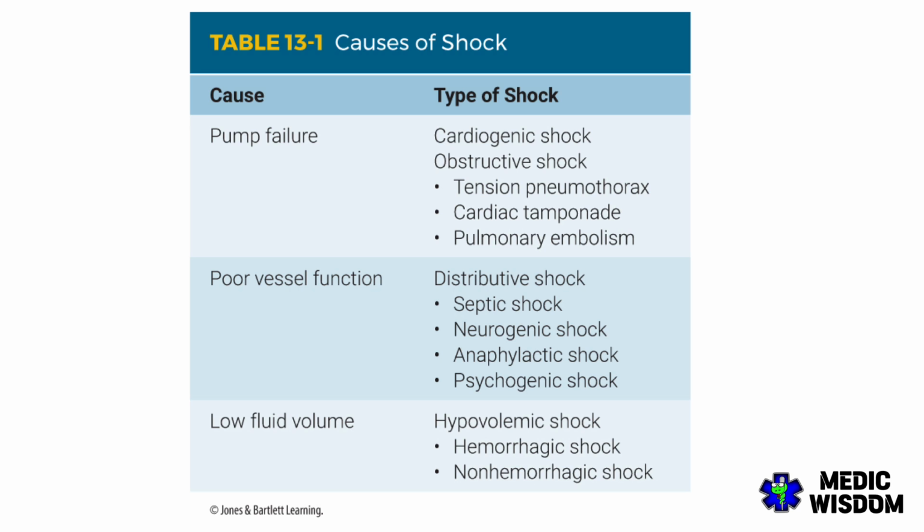Poor vessel function. I would say this is probably the one that we will see a lot as EMTs because there's four different types of this. And just know that poor vessel function is called distributive shock. And that just means that fluid stays in you, it just doesn't go in the vessels anymore. So rather than being in the vessels, it seeps up into our interstitial fluids, and our body's not able to compensate for that. So poor vessel function is a type of distributive shock.